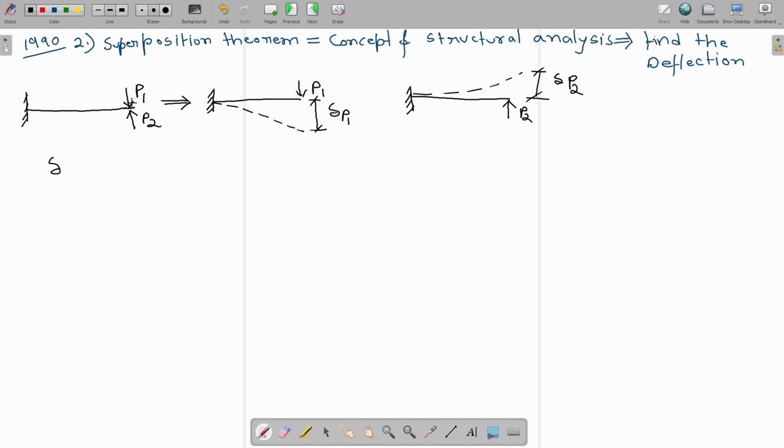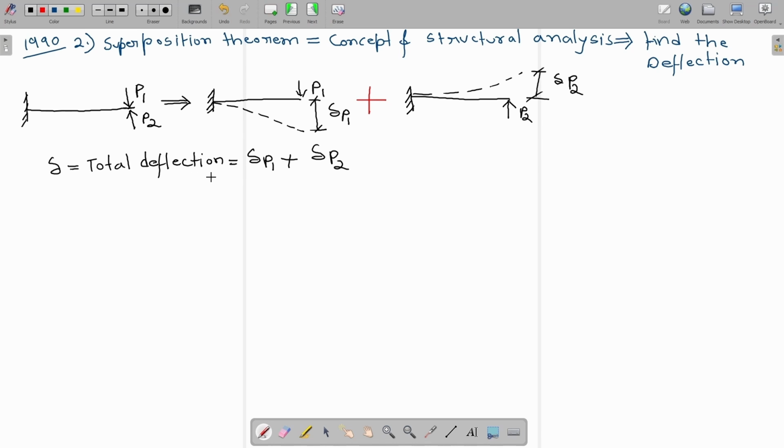So therefore the total deflection of the entire beam is given by delta P1 plus delta P2. That is, we are going to add them up. Now this is the superposition theorem.